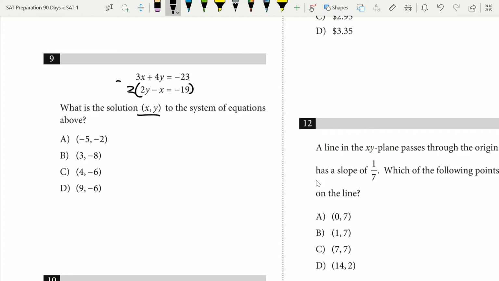Okay, so now my y's are gone. I got 3x minus 2 times negative x, so that's minus 2x. But since it's subtracted, that's going to be minus negative 2x, which gives me positive 2x. So that means I'm going to have 5x. I have that equal to negative 23 minus 2 times negative 19. 2 times negative 19 is negative 38. Minus negative 38 is positive 38. Negative 23 plus 38, that's going to give me positive 15.